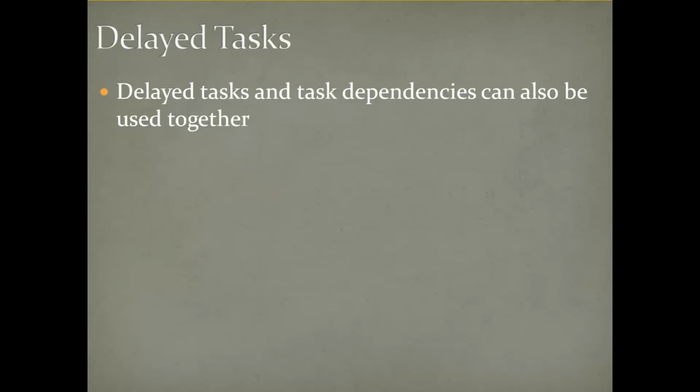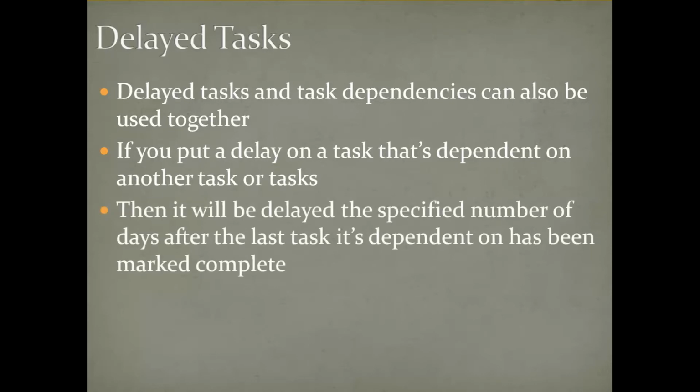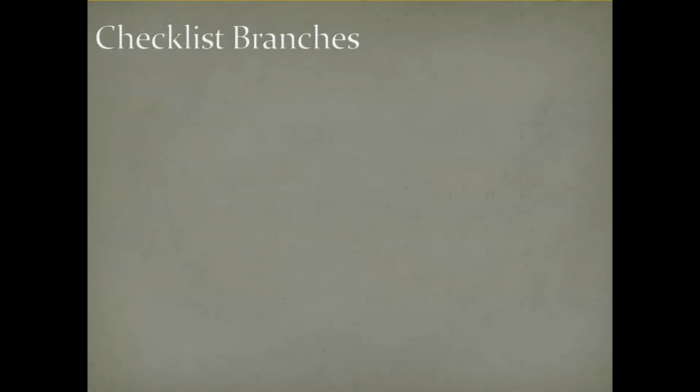Delayed tasks and task dependencies can also be used together. If you put a delay on a task that's dependent on another task or tasks, then it will be delayed the specified number of days after the last task it's dependent on has been marked complete.